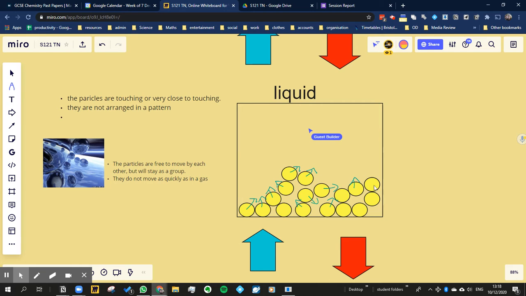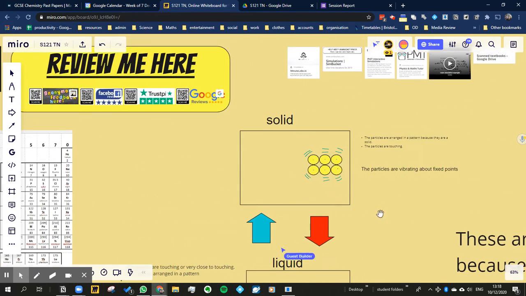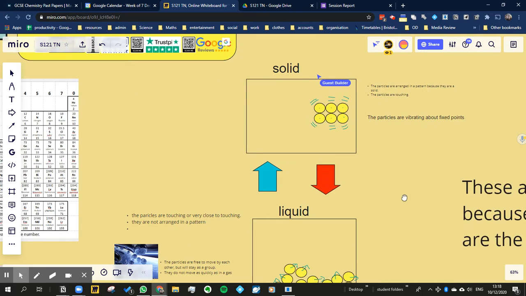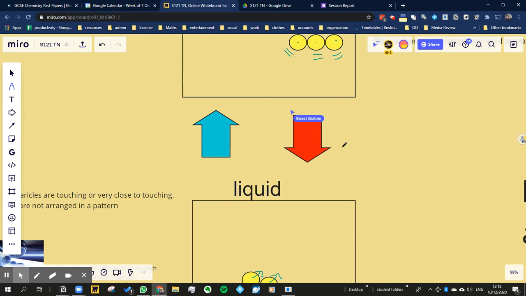Okay, I'll have to draw not all of them, but yeah. So that's kind of a diagram showing how they're moving around. In a solid, I did these little lines here to show that they're vibrating back and forth. What we want to know now is, what is it called when you change something from a solid into a liquid? So what's that process called?